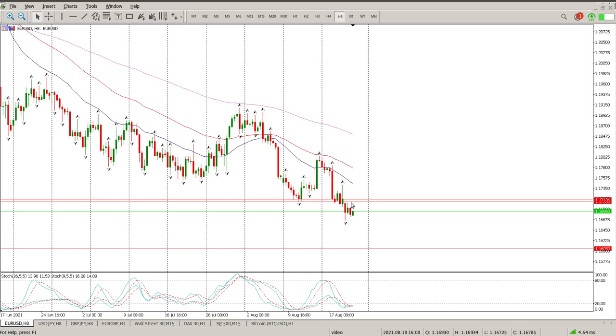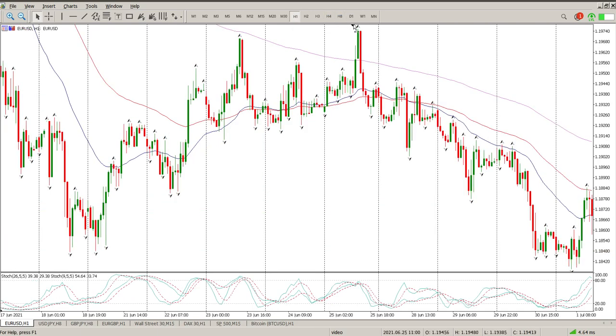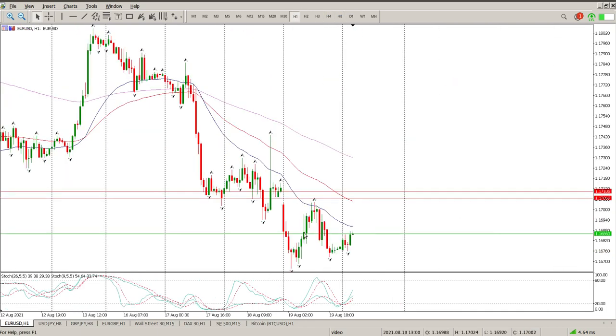We kind of got a level here. We'll have a look at that on the hour, but I'm not entirely sure it got there. No, didn't quite get there. And remember, we had a gap as well. So that was a zone I was looking for. Didn't really get there, so no real trade.